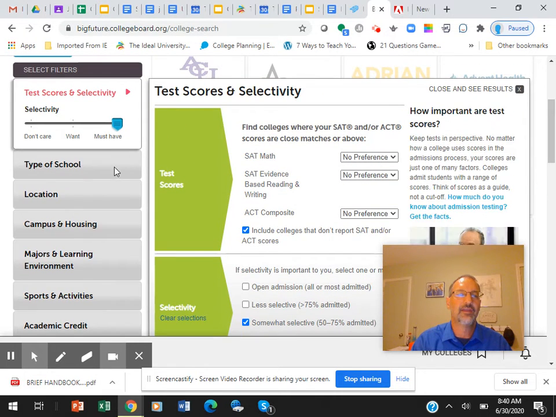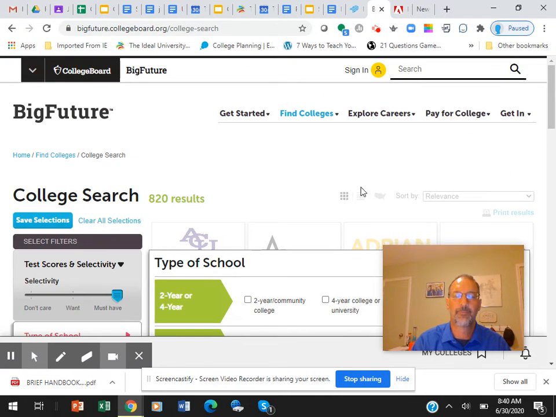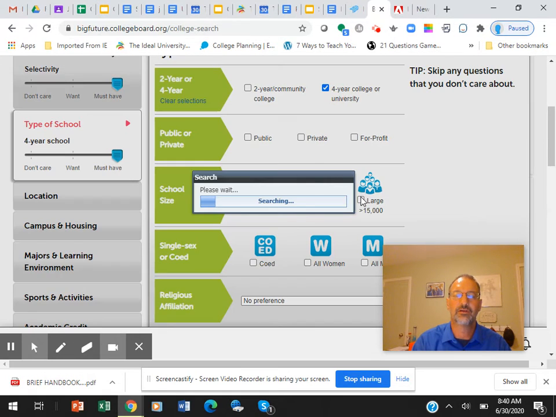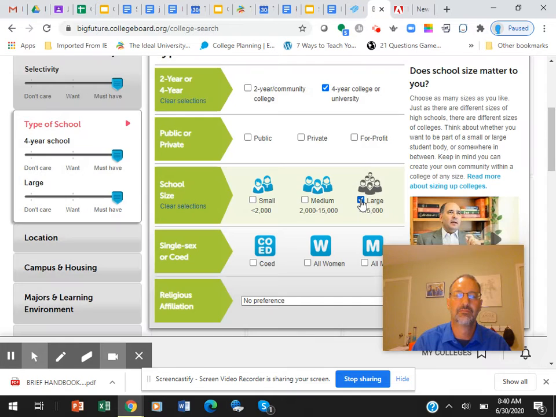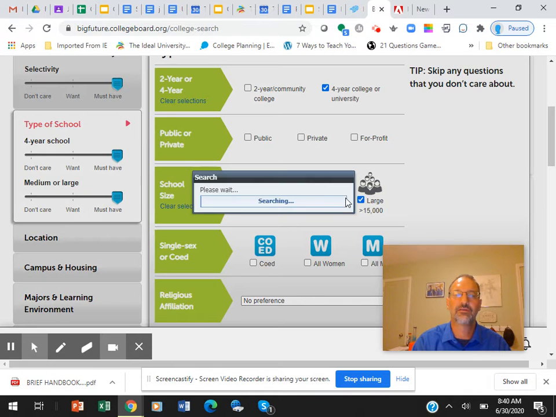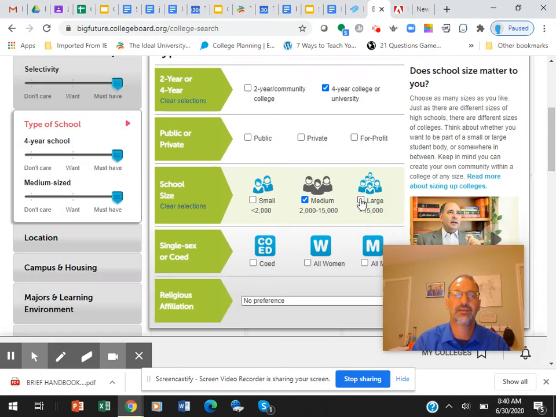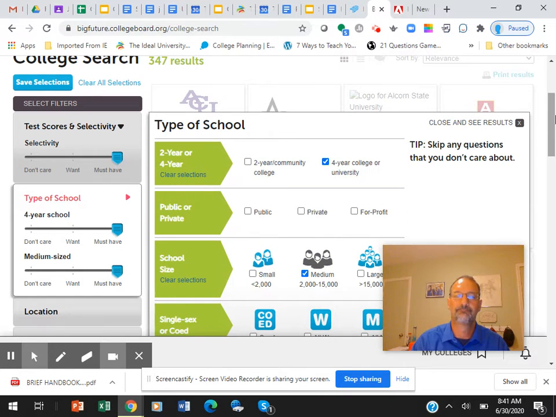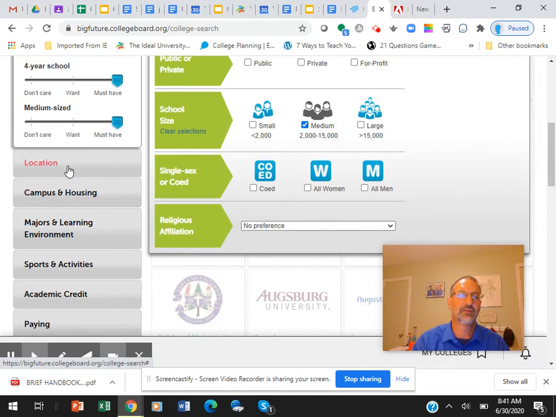Okay. And then type of school. Again, you want to pick a 4-year school. And I'm going to go ahead and do medium. Nope, sorry, medium. So their numbers are a little bit different. So they say small is less than 2,000, whereas their medium is a bigger range, 2,000 to 5,000. So that's okay. And then location.